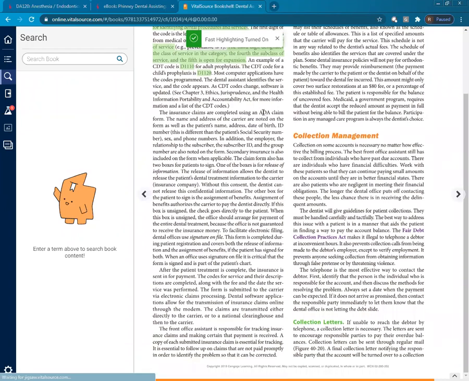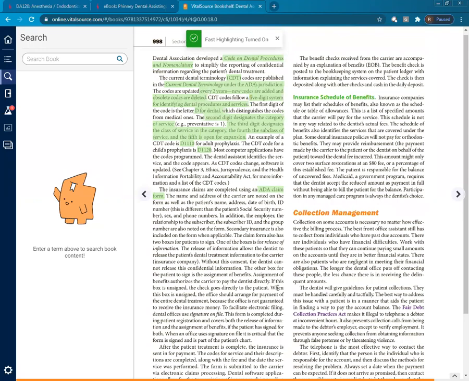Insurance claims are completed using these ADA claim forms. They have to be filled out completely, but again, are usually just generated through the computer system. The front office assistant is responsible for tracking insurance claims and making sure that the payment is received. A copy of each submitted insurance claim is essential for tracking. So we send one, but we also make sure it's saved into their file. The benefit checks received from the carrier are accompanied with what's called an explanation of benefits, or an EOB. This is a breakdown of the services that were covered.